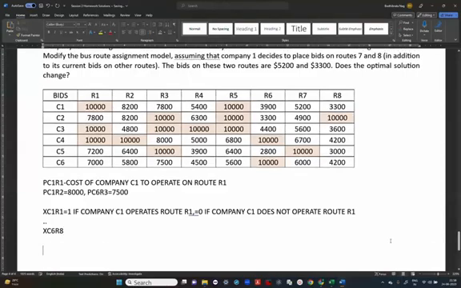So here my problem becomes like this. It is minimization of XC1R1 into PC1R1, right? And then you'll have all these different numbers in between, and the last one will be XC6R8 into PC6R8. Right? So this will be my objective function. What I'm trying to do is that in this way I'll be able to know what is my total cost incurred in allocation of these routes.